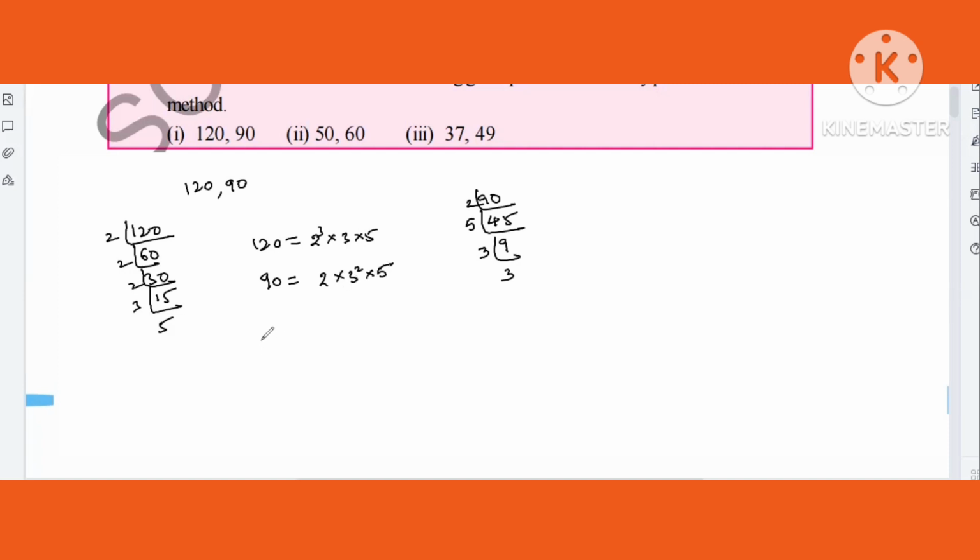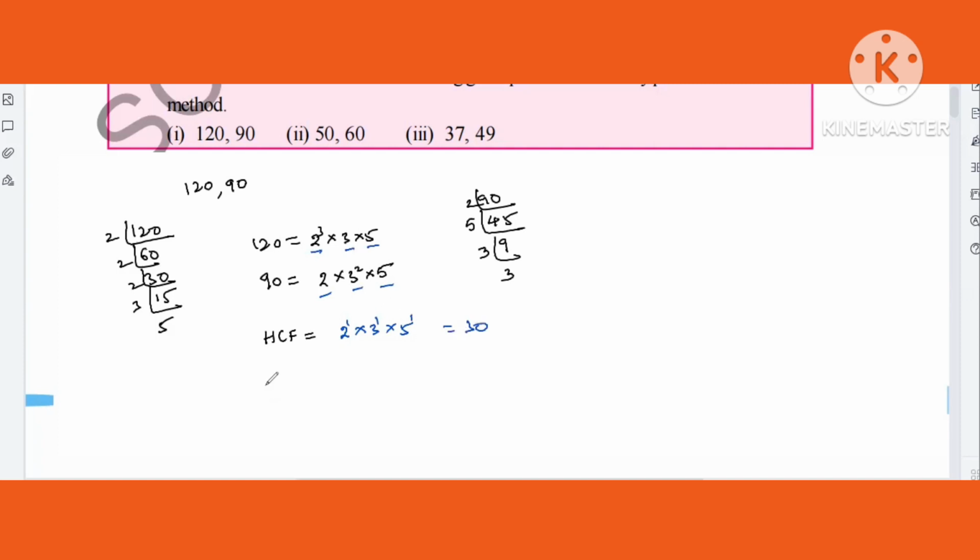So now I'm writing HCF and LCM. So here you see what is the common base. 2 is a common base, 3 is a common base, 5 is a common base. It means you should write all the numbers 2, 3, 5. For that you have to write the least power. What is the least power here? 1. Okay. So 1. And here 1. And here also 1. So the answer is 30.